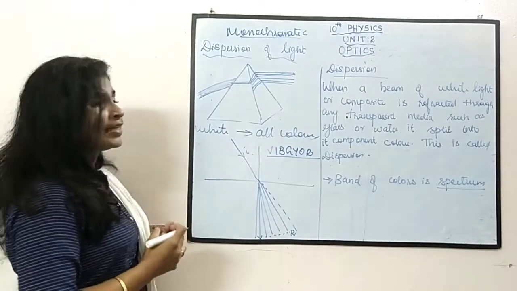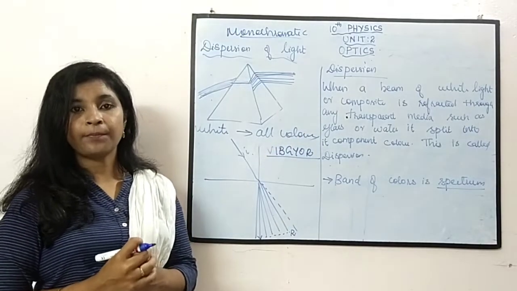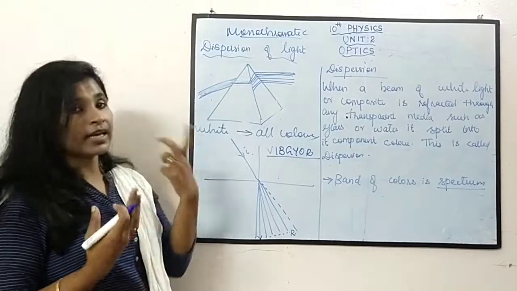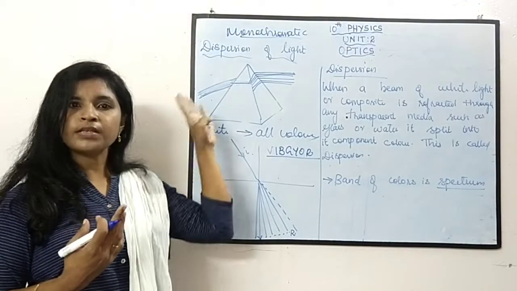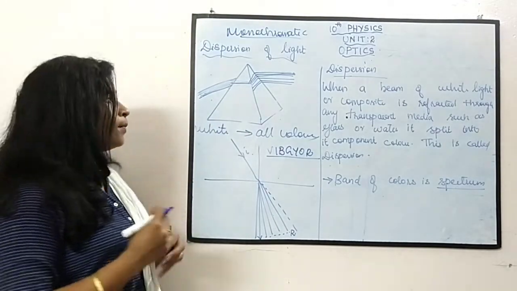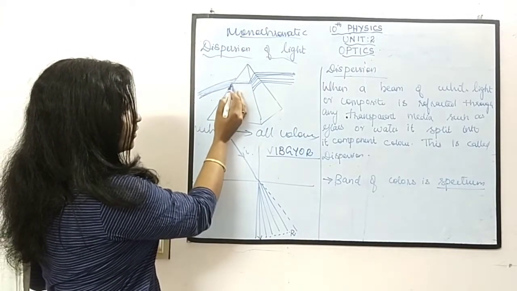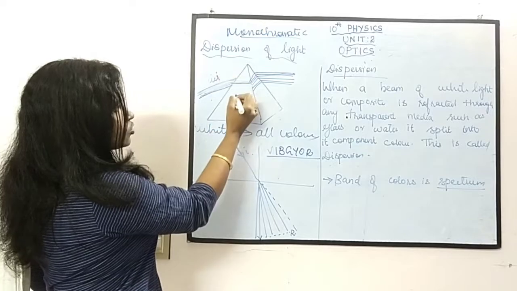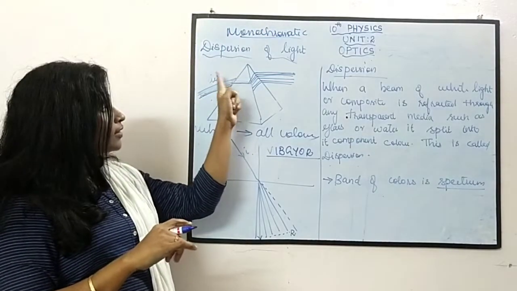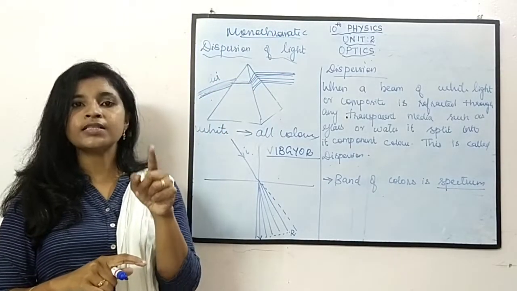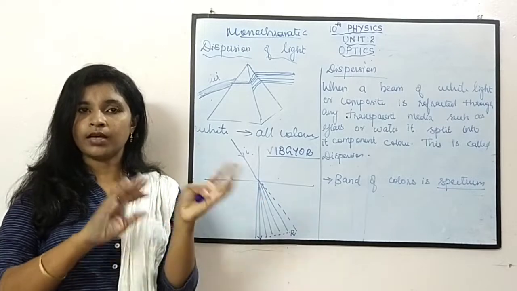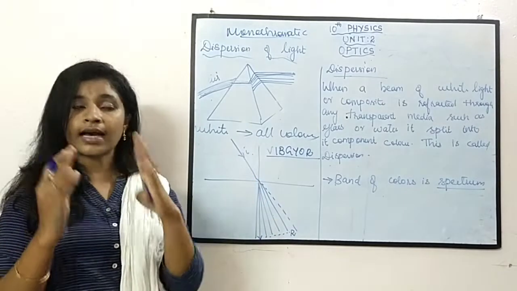So why is it happening? We cannot see it easily everywhere, but with a prism we can see it easily. Why? Because here there is double refraction. First the white light is entering from the air medium to the glass medium. When it goes from air to glass, there is a refraction. When the light enters from one medium to another, there is a refraction.